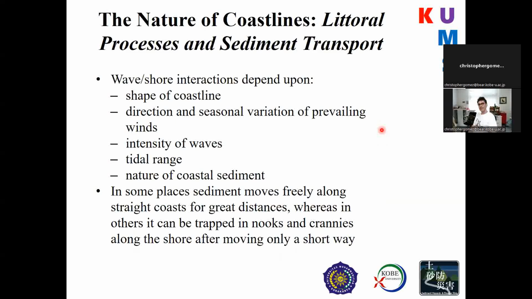So when you think about the wave at the shore, the wave and shore interaction depends on a set of components, which is the shape of the coastline, the direction and seasonal variation of the prevailing winds, intensity of the wave, the tidal range, and the nature of coastal sediments. So, the shape of the coastline.